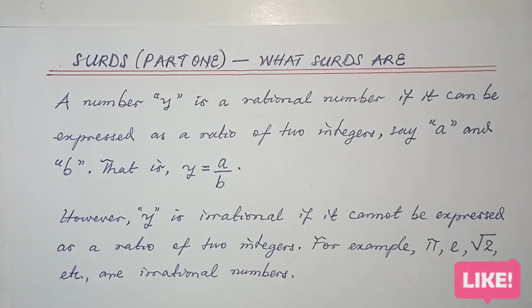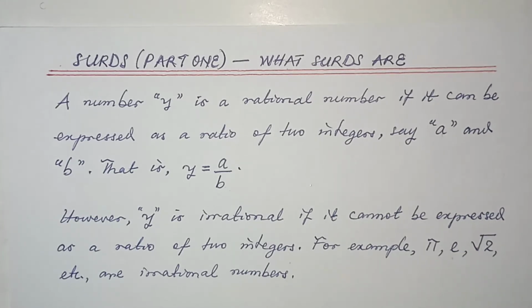Again, minus 2 can be written as 16 divided by minus 8. You can also write minus 2 as 4 divided by minus 2. You can write minus 2 as minus 2 over 1. So that makes minus 2 also a rational number. So a rational number is any number that can be expressed as a ratio of two integers, and integers are positive or negative whole numbers.